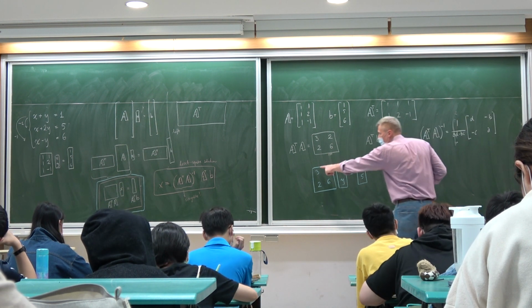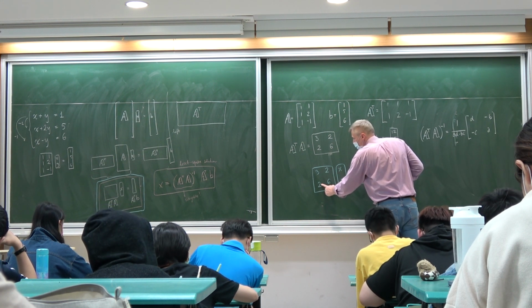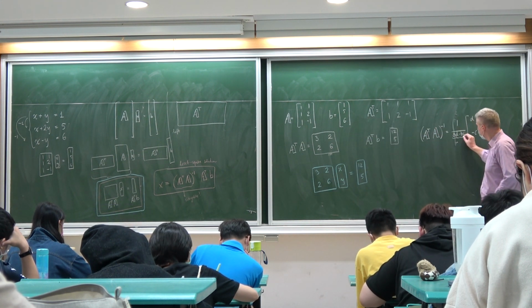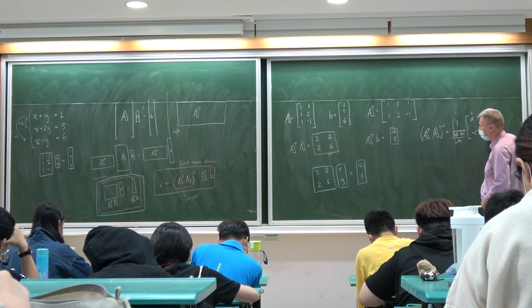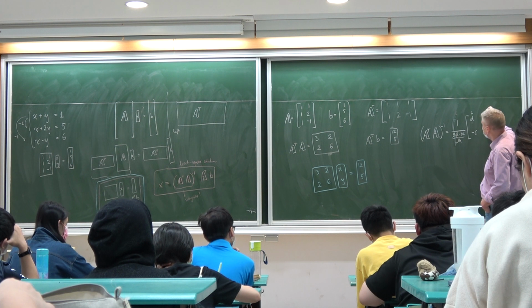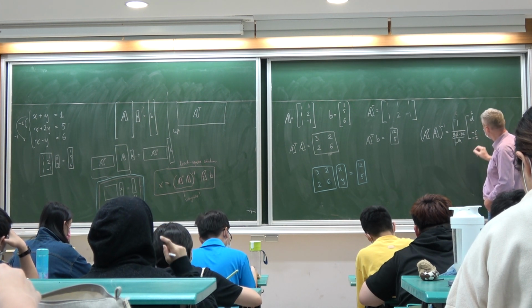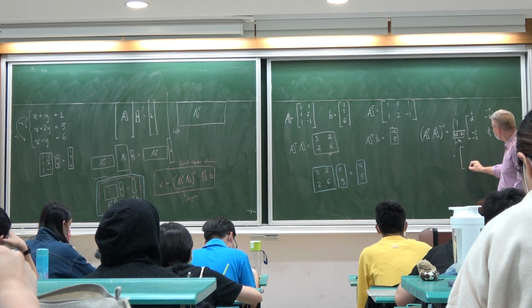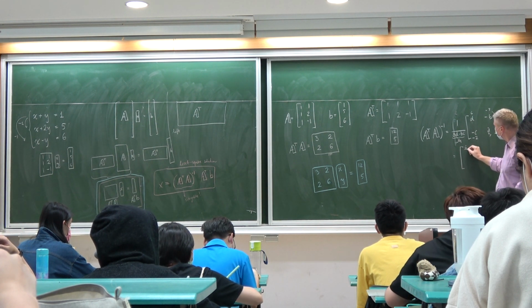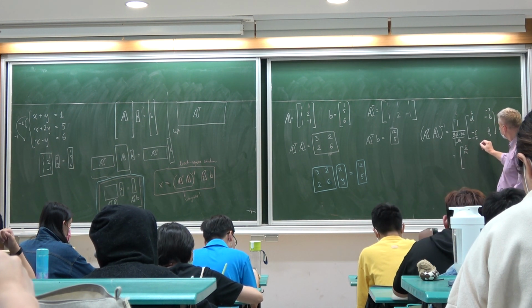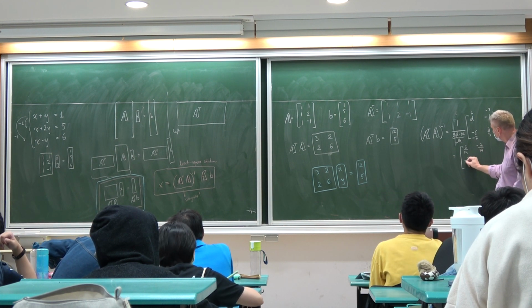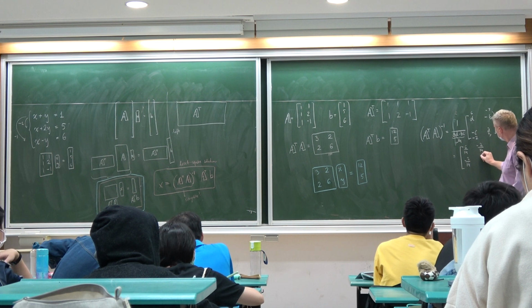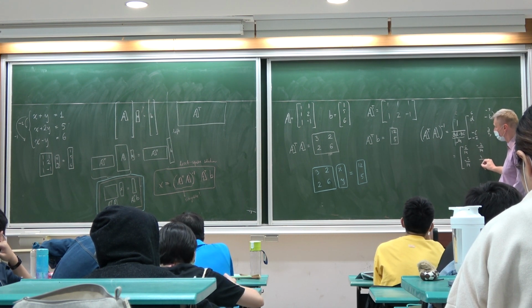AD is 18, minus 4, so that is 14, right? This is 14. B is 6, A is 3, minus 2, minus 2. So that matrix is 6 over 14, minus 2 over 14, minus 2 over 14, 3 over 14. That's correct?